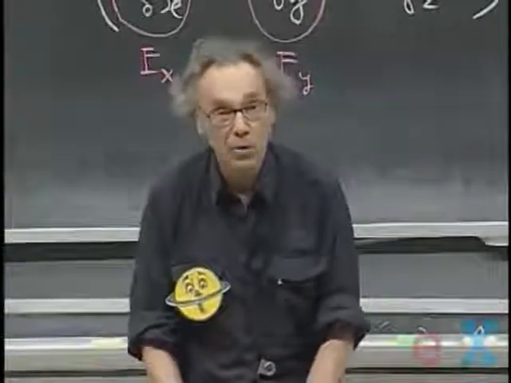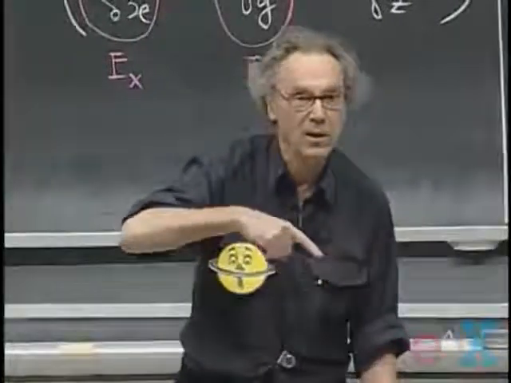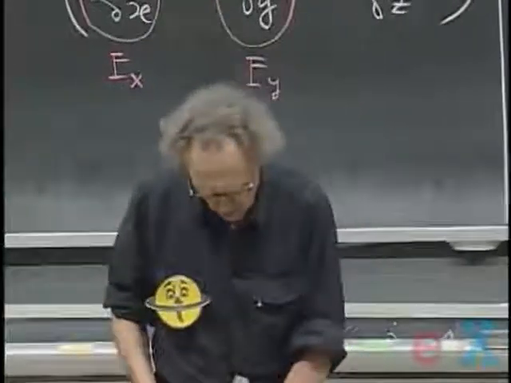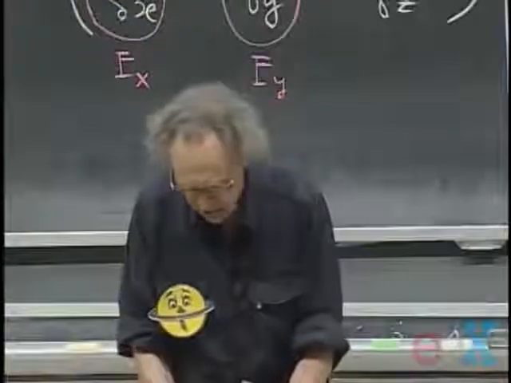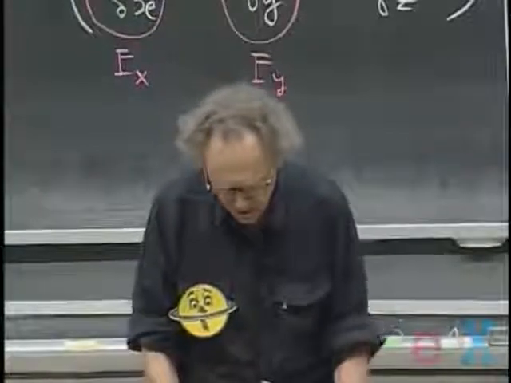And so, the outside world has no way of knowing what happens on the inside. And we call that electrostatic shielding. That's the effect of a Faraday cage.